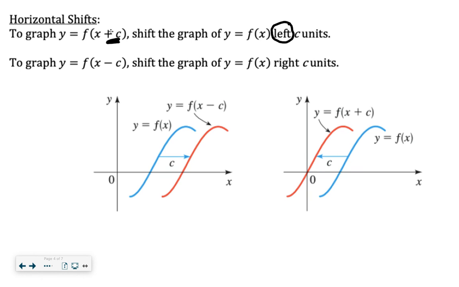If I'm adding a value, that means I'm going to the left. If I'm subtracting a value inside of my function, that means it is moving to the right. So if I'm adding a value inside, that means I'm going left. If I'm subtracting a value, that means I'm going to the right. All right. So again, let's take a look at a few examples.